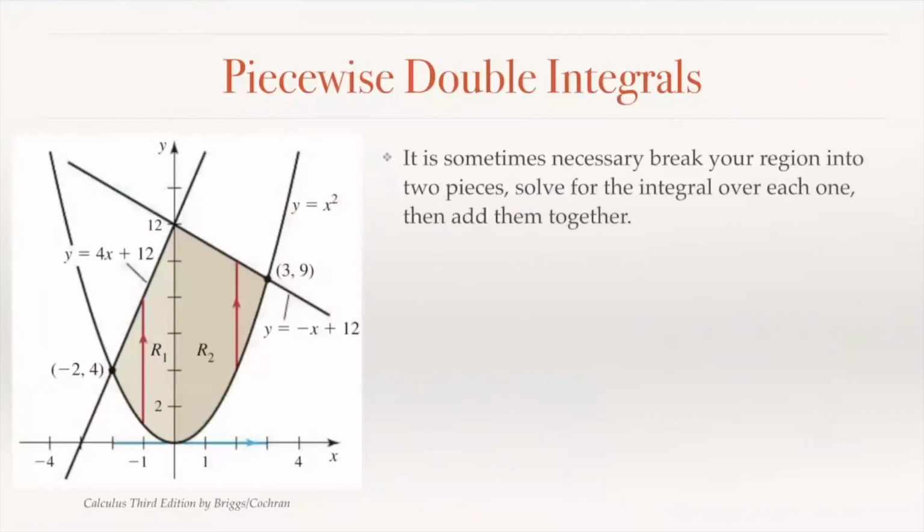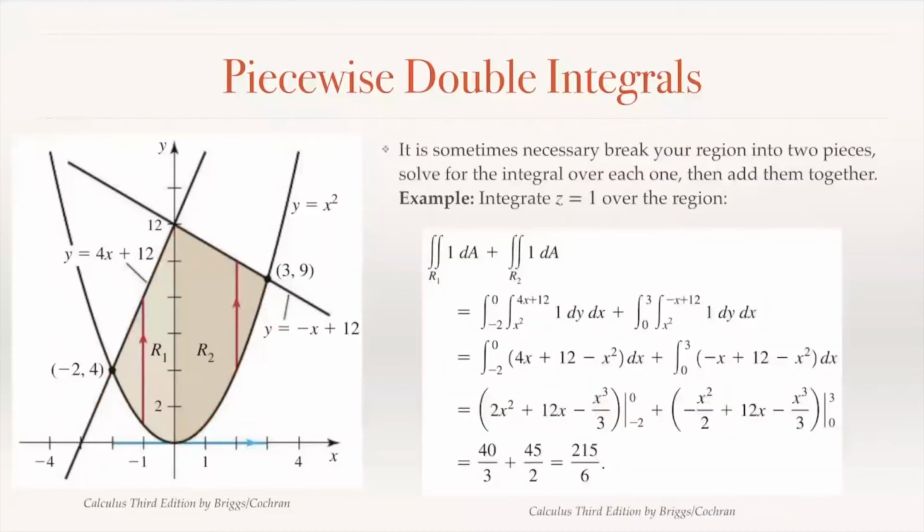Now, sometimes it's necessary to break your region into two pieces and solve for the integral over each one, and then add those pieces together. So let's say we wanted to integrate over this region. We could break it up into these two pieces, R1 and R2. The reason we're doing that is that our bounding curve changes at that juncture.